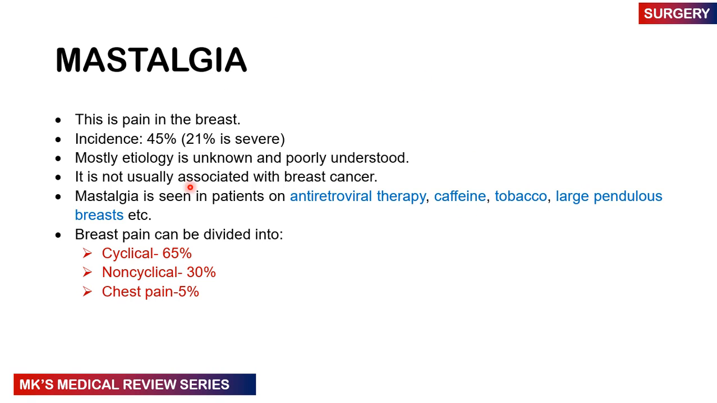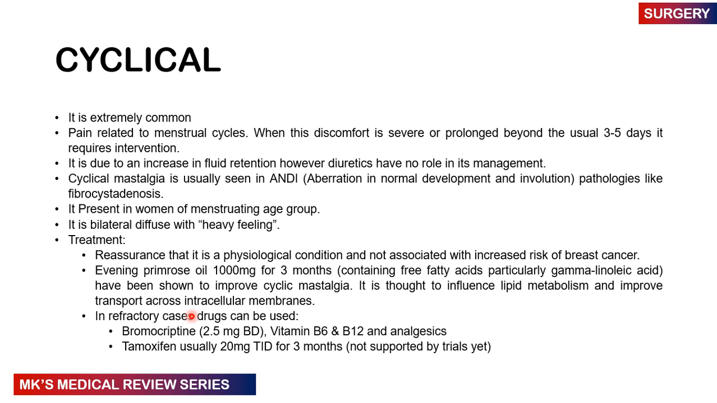The pain can be divided into cyclical, meaning it's associated with the menses, in 65%; non-cyclical, meaning it's not associated with the menses, in 30%; and in other cases, it may not even be in the breast, but rather in the chest, in 5% of cases. We'll start with cyclical, which is extremely common. This is pain that's associated with the menstrual cycle.